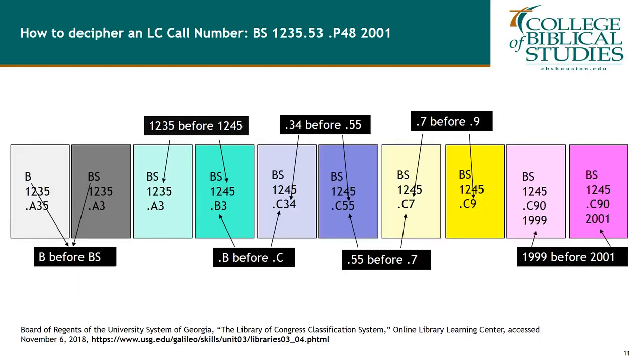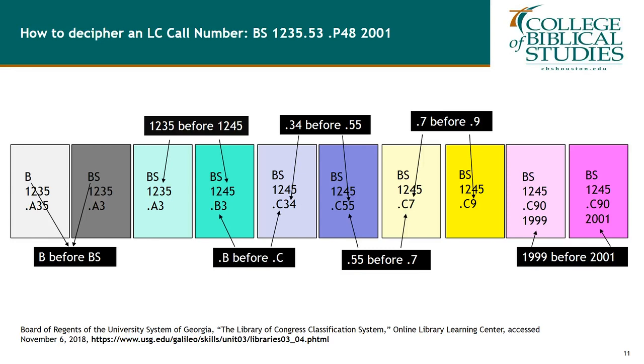Here, I have an illustration of how to read your call numbers. Here, B goes before BS, 1235 goes before 1245, .B goes before .C, .34 goes before .55, .55 before .7, remember we're reading this as a decimal, .7 before .9, and 1999 before 2001.